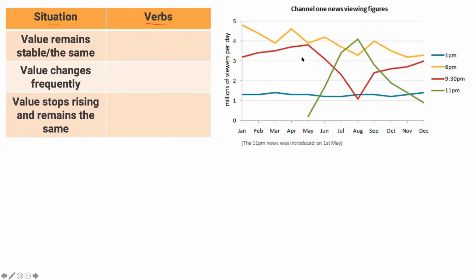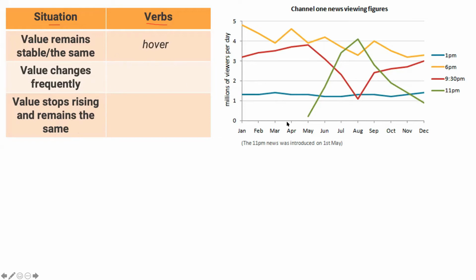Now we're going to look at an example here. We've already looked at this specific graph, but we're going to use this to talk about how we can describe these situations. So if we see that a value is remaining stable or it's remaining the same, if you look at 1 p.m., for example, you could say that it is hovering or that it hovers. That just means it stays around the same value.